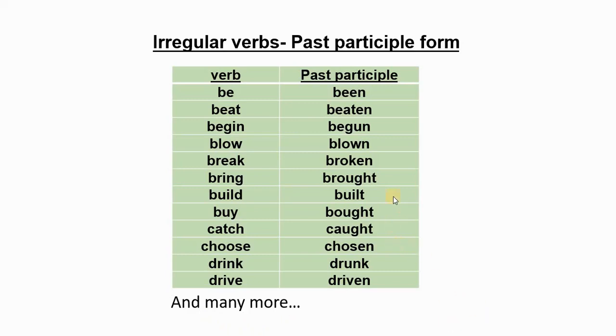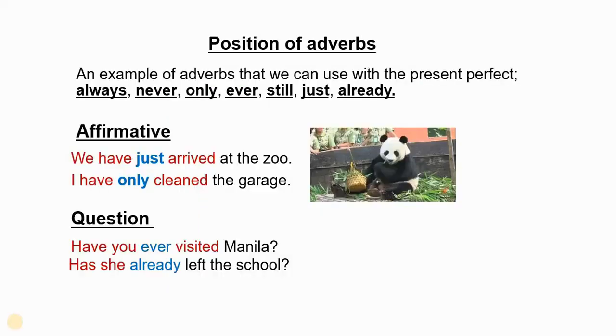Unfortunately, there are no rules for these irregular verbs. You must simply learn them. Alright? So every time you learn an irregular verb, you must learn a past participle. Position of adverbs. An example of adverbs that we can use with the present perfect are always, never, only, ever, still, just, already, and there are others.